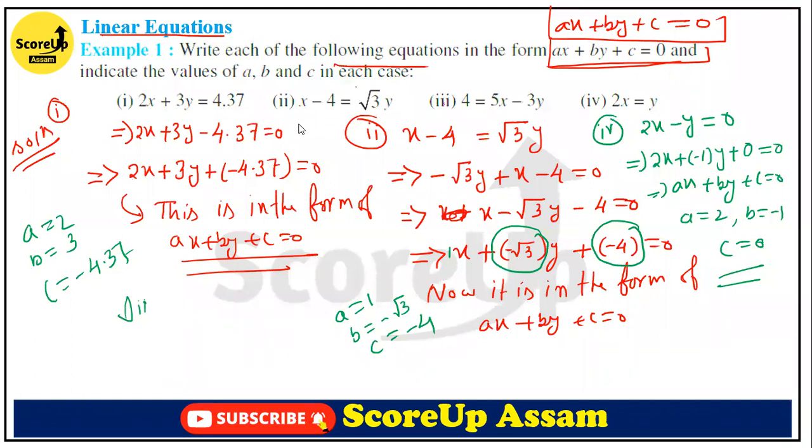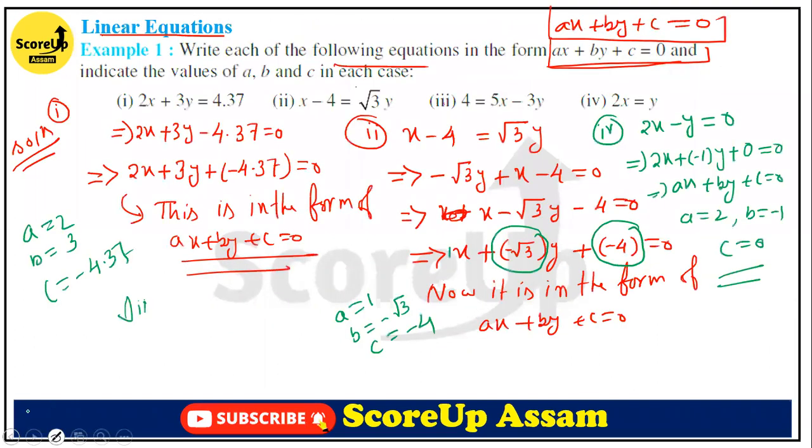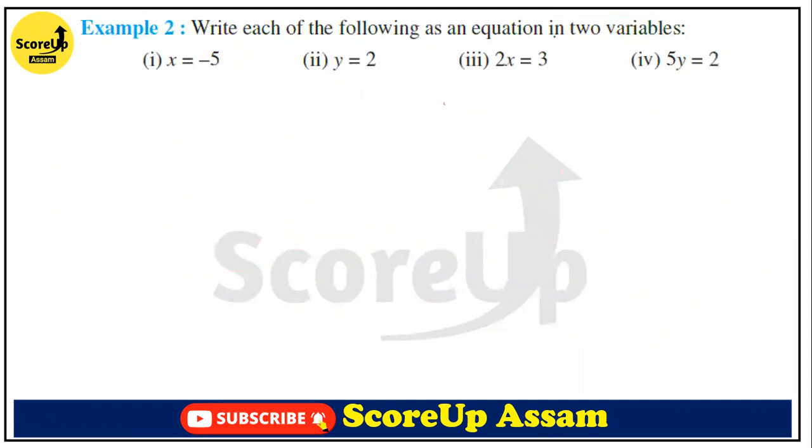So this is one solution. This is another solution of this. So these are the values of a, b, c. Now let's move on to the next example. Write each of the following as an equation in two variables. Okay. So how to write?